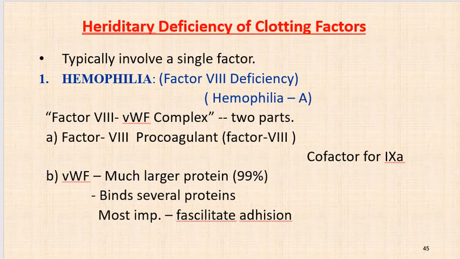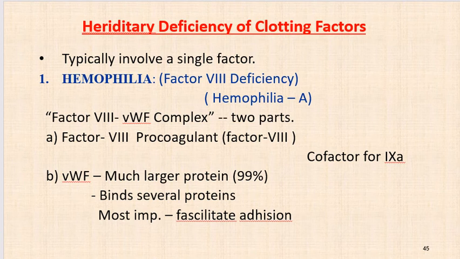Well, we take up some of the conditions in which there is hereditary deficiency of clotting factors. In this group, the diseases included in this group typically involve a single factor, as there is a condition called hemophilia. Hemophilia is a condition in which there is a hereditary deficiency of factor 8. It is also called hemophilia A.